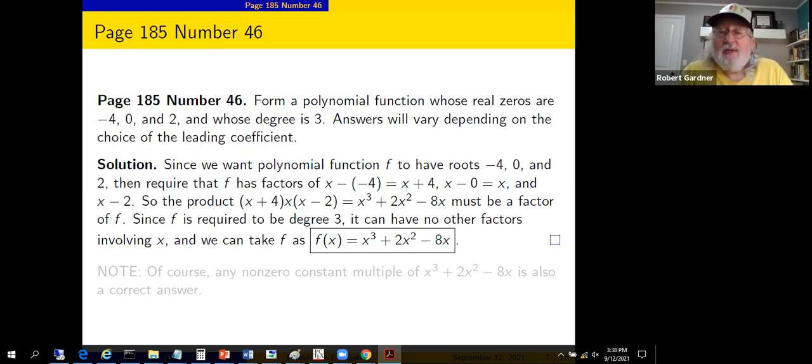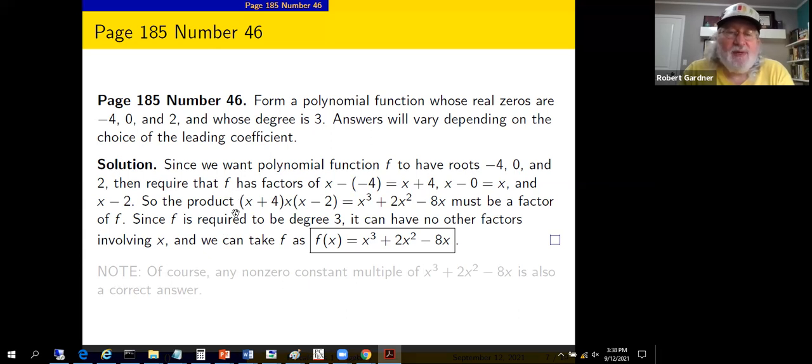It's the right degree and it's got the right roots. Now about this, answers will vary depending on the choice of the leading coefficient. What you could do is take this and multiply the whole thing by, I don't know, 7. If you put a 7 in front, of course that cascades through and each of these gets affected by that 7 upon distributing. But if you had 7 times this product, it's still got the same 3 zeros. So there's another answer. That's the idea of answers will vary.